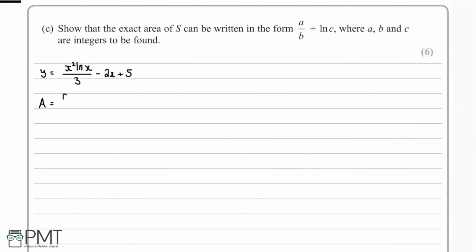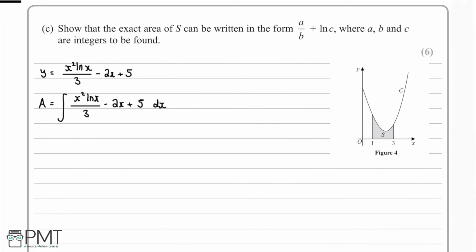which is x squared ln x, divided by 3, then we subtract 2x and add 5. Here you can see our graph on the right hand side of the page, and we can see that the region S goes between x equals 1 and x equals 3. So therefore our limits are going to be 3 as the upper limit and 1 as the lower limit.